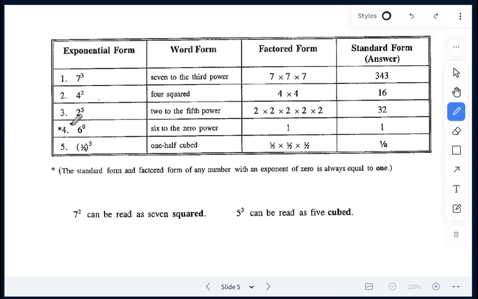This one's an important one. Anytime we have an exponent of 0, the whole thing just becomes 1. So 6 to the power of 0 is just equal to 1.